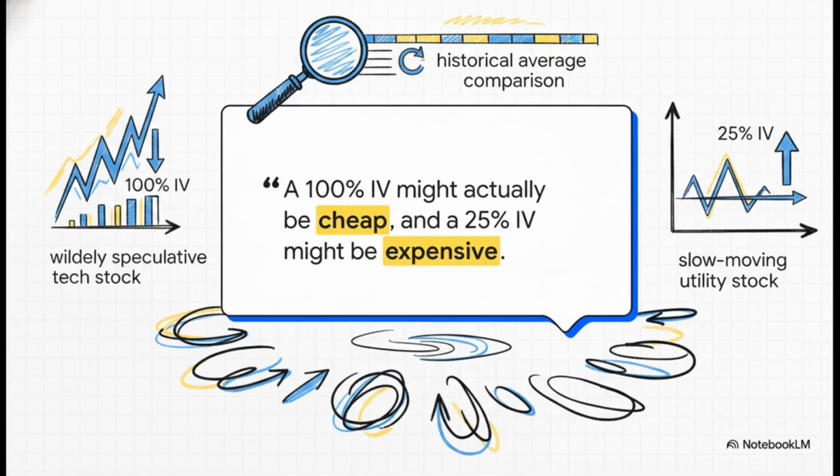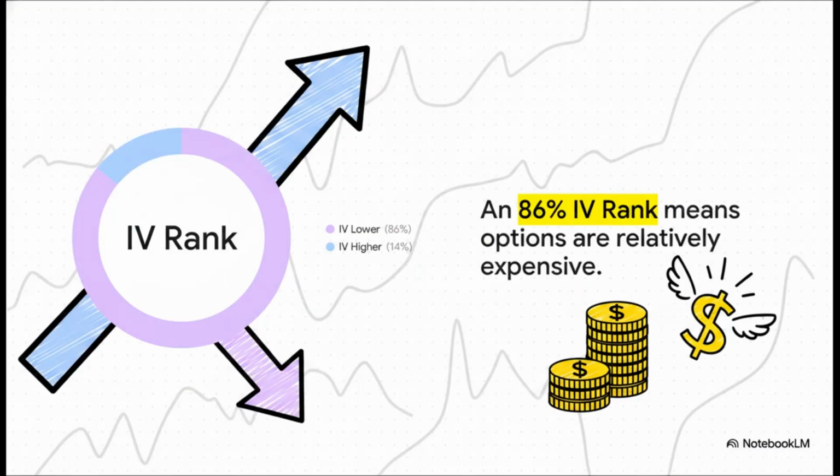The takeaway here is that you can never, ever look at an IV number in a vacuum. You always have to compare a stock to its own historical average. And that is exactly the problem that IV rank solves. Let's say you look up a stock and see it has an IV rank of 86%. What does that actually mean? It means that over the last 52 weeks, the implied volatility was lower than today's level 86% of the time. It was only higher 14% of the time. So this tells you instantly, right off the bat, that today, right now, options on this stock are relatively very expensive compared to their normal baseline.